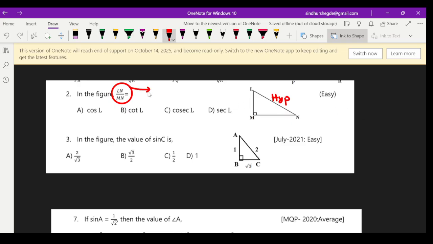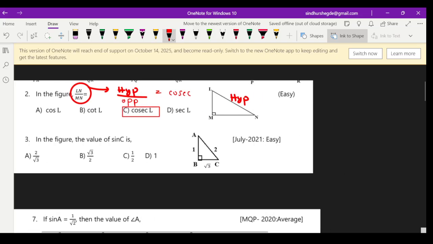What is LN? LN is hypotenuse. Hypotenuse divided by, how about MN? MN is the opposite side. So hypotenuse by opposite side is cosecant. So the answer is C.